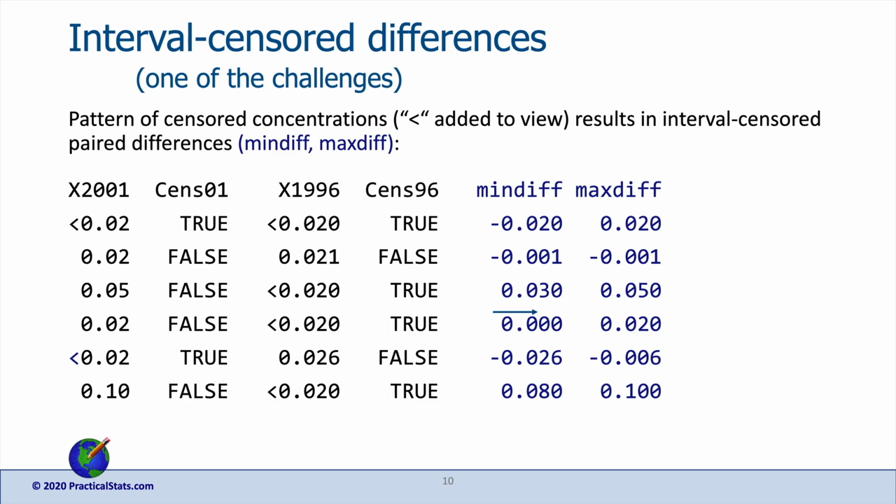So here are the data. We have a column of concentrations in 2001, and I don't remember what the X was for, but it's there. And then a column of concentrations in 1996, and then for each of these we have an indicator, true or false, where true is the statement about whether these data are censored, whether they are representing a value below a detection limit.